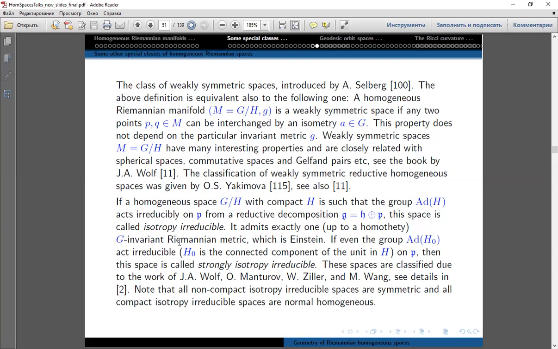And this G invariant metric should be Einstein, because the Ricci form should also be proportional to the Riemannian metric. By the same reason, we have isotropy reducible space.